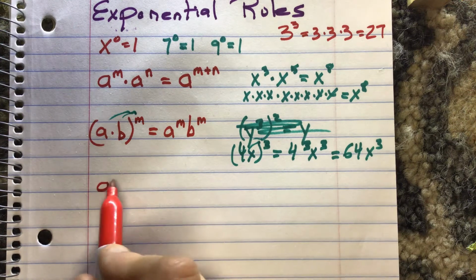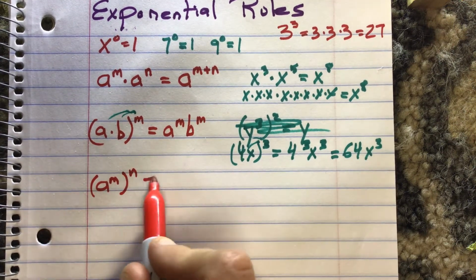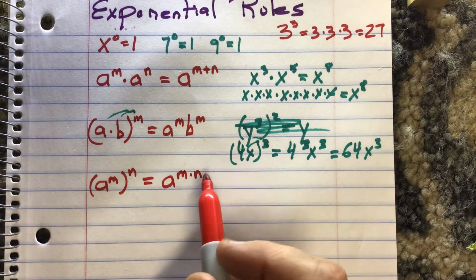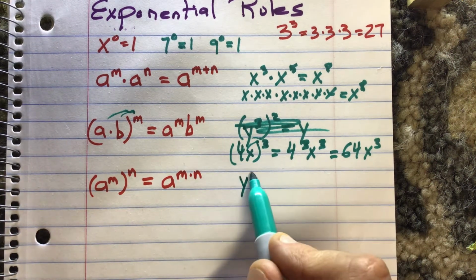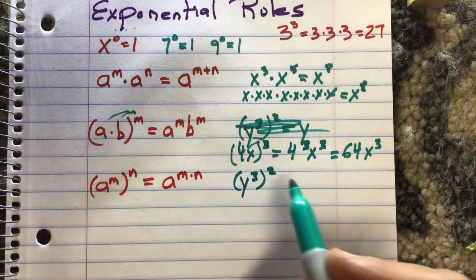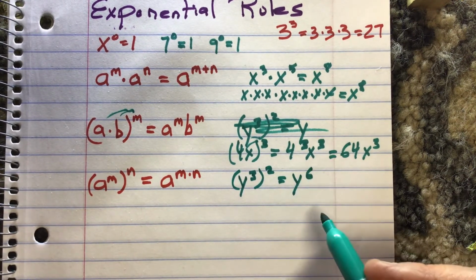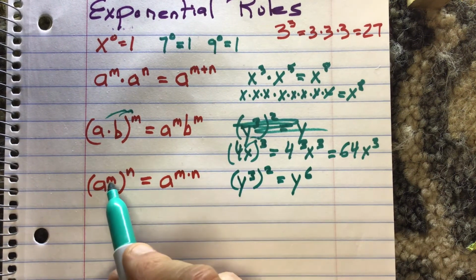A to the m raised to the nth power is a to the m times n. An example of that: y cubed squared is equal to y to the 6th power. So you're just multiplying m times n in this case. This is called a power to a power.